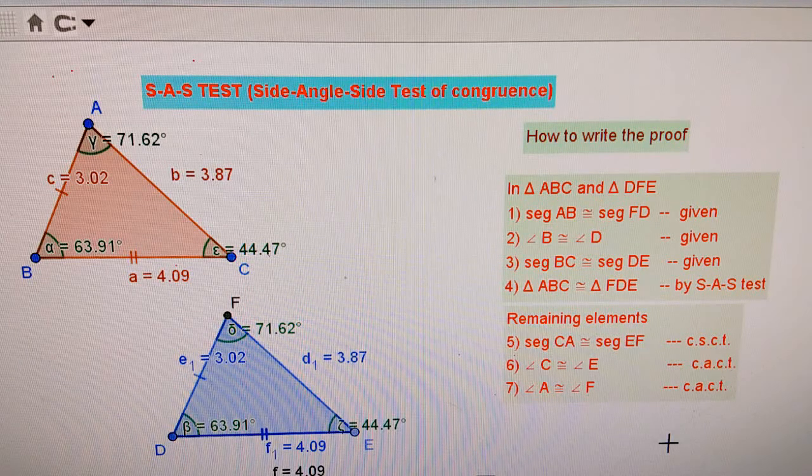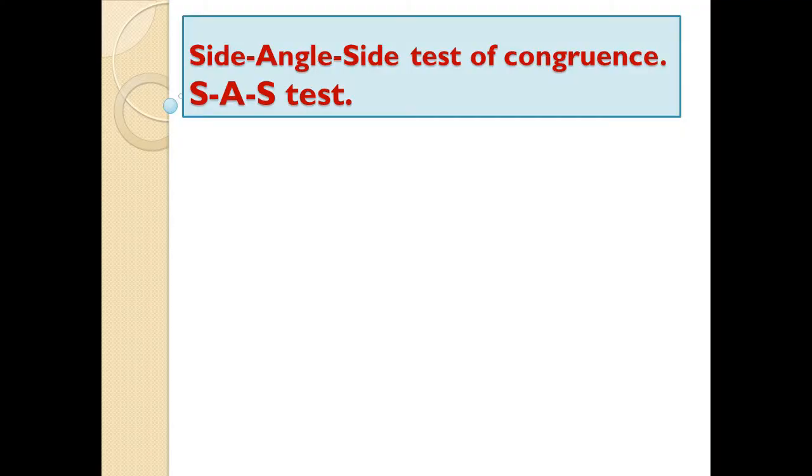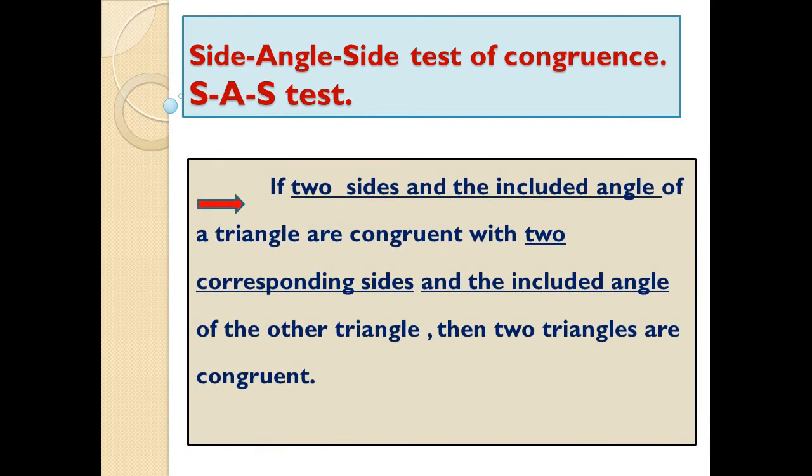Well student, with the help of this information we can define the rule of this SAS test as: if two sides and the included angle of a triangle are congruent with two corresponding sides and the included angle of the other triangle, then the two triangles are congruent. Well student, in such a way we can find another test here. Please watch this video again, and identify their corresponding elements as well as the congruency.